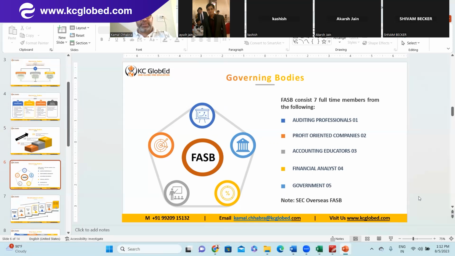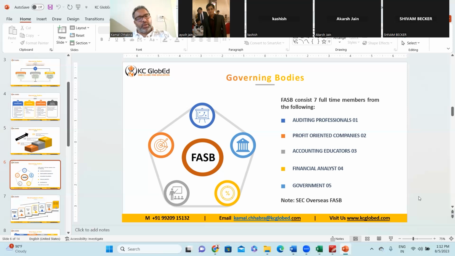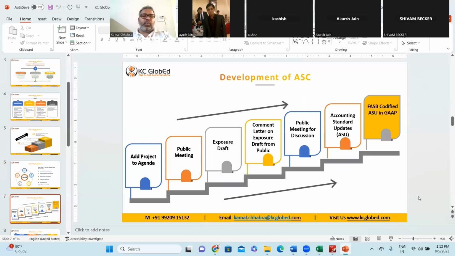And then the representation from the government. So these are the domains from where they pick the full-time members in the FASB. Under that, there's a paid team, which includes staff up to leadership level, but these are the top governing body. Make sense? Yes, sir. Yes, sir, clear.